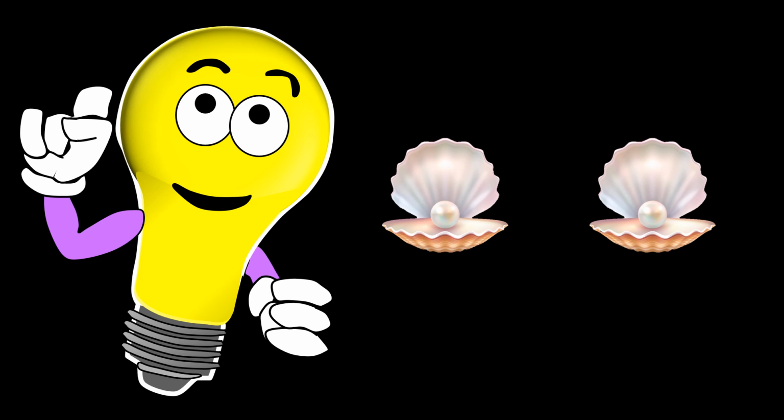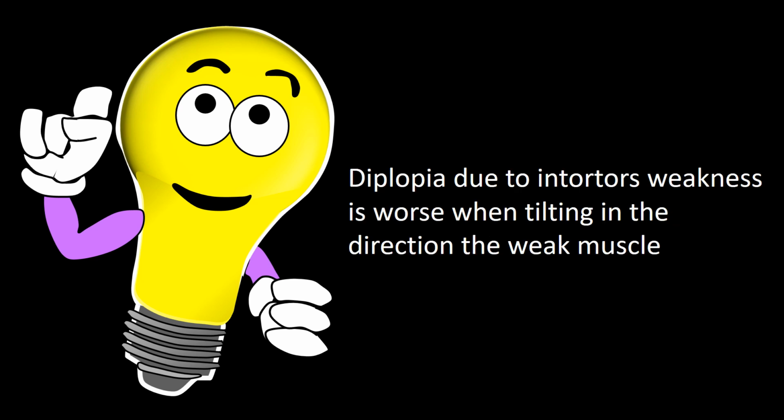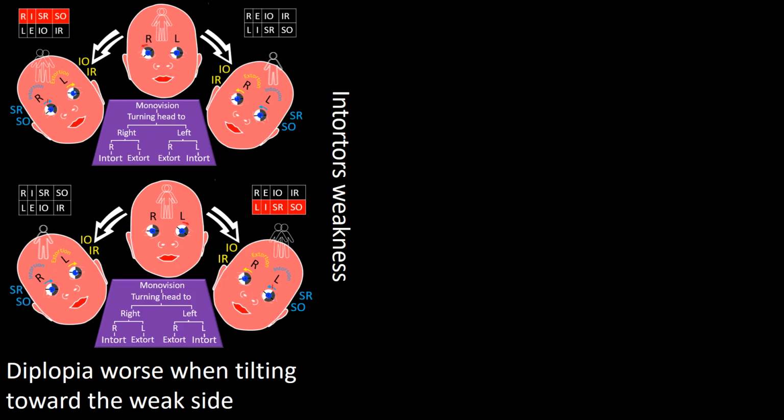At this point, I will again bring the mnemonic master to give you two more clinical pearls. The first one, diplopia due to intortors weakness is worse when the tilt of the head occurs in the direction of the weak muscle. This figure summarizes the consequence of intortor weakness. When the right eye is affected, tilting the head to the right increases diplopia. When the left eye is affected, tilting the head to the left makes diplopia worse.